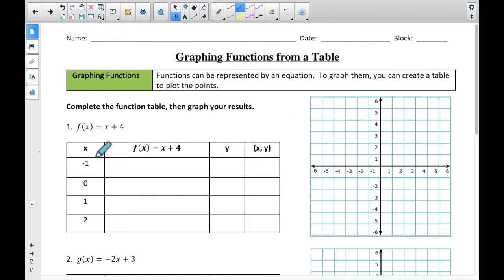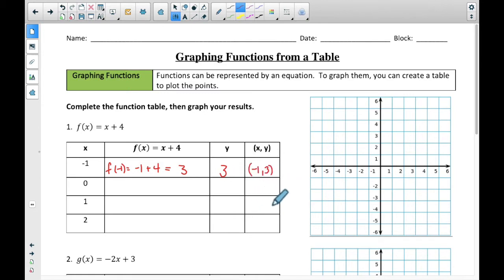One thing is, a lot of questions people ask sometimes deal with, what do I put in the x column? And so typically what I usually say is to put 4 or 5 points over here. So -1, 0, 1, and 2, that works just fine. And so what I'm going to do is I'm going to take that -1, just like we learned about in our last lesson, and I'm going to plug it in for the x. And so I'm going to write f of -1 is -1 plus 4, and that simplifies down to a 3. That means my output, or my y, is a 3. And if I wrote that as a coordinate, I would say -1, 3.